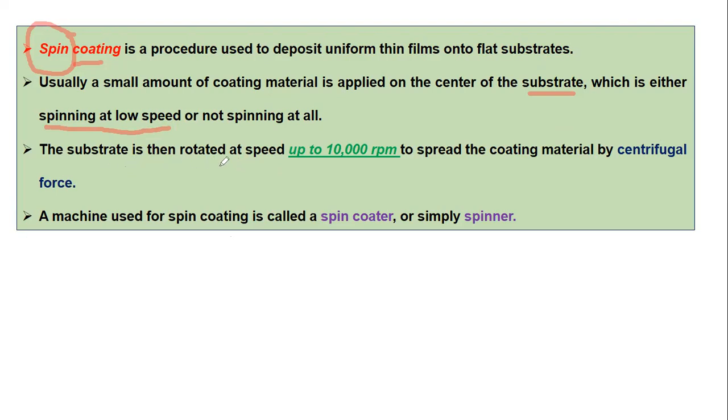Otherwise, the substrate is rotated at a speed of up to 10,000 rotations per minute. The speed of that rotation is very high, and due to that, the coating material spreads very smoothly. And why does the coating happen so smoothly? Due to the centrifugal force.